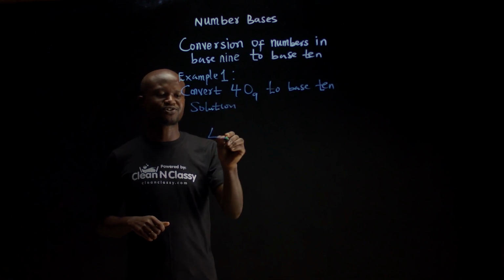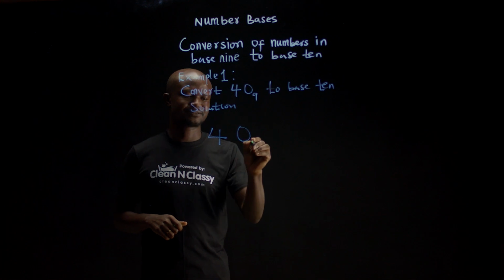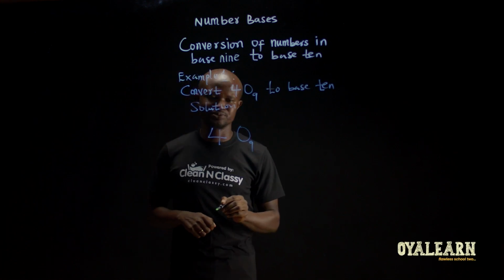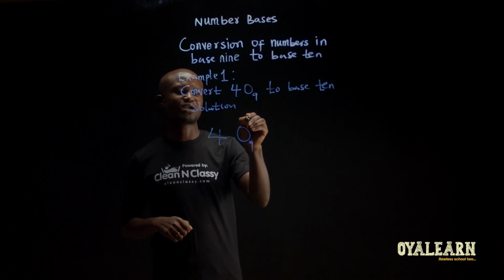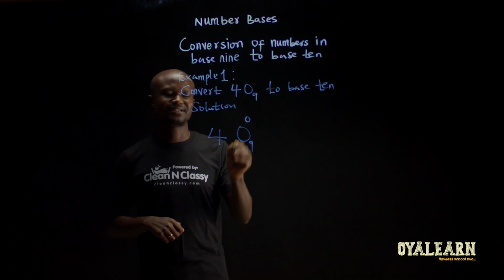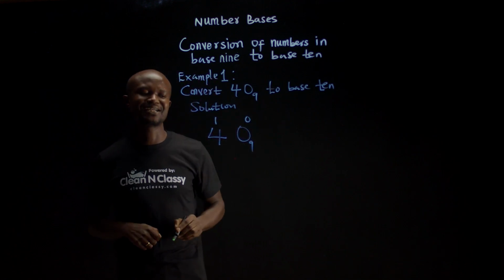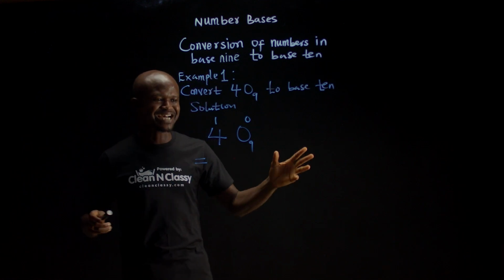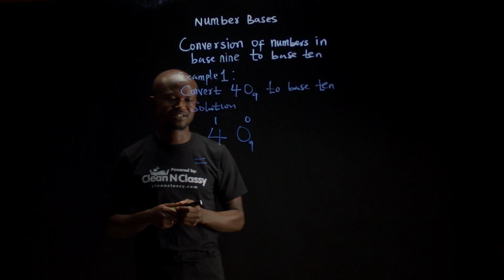We are going to first write out the number in base 9. Now, what's the next thing to do? We assign values starting from 0, then we have 1. The next thing for us to do is to write out the expanding form of this.